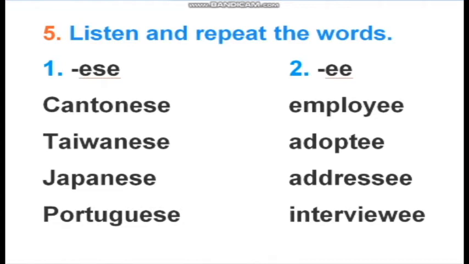1. Cantonese. 2. Taiwanese. 3. Japanese. 4. Portuguese. 5. Employee. 6. Adoptee. 7. Addressee. 8. Interviewee.